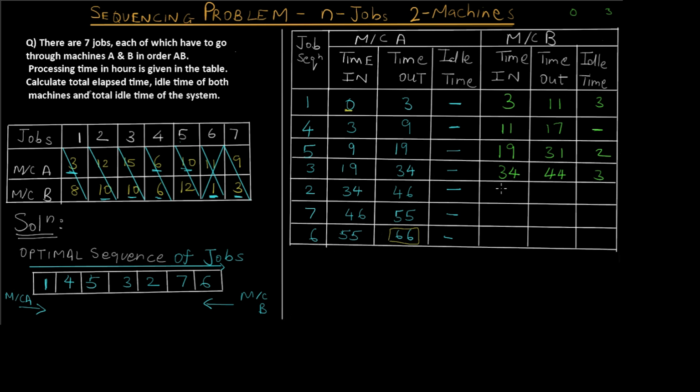So time in would be 46 and not 44 because it has to wait for 2 hours, that is machine B has to wait for 2 hours more even after 44 because it was being processed by machine A. So I'll write idle time 2. The number of time it has to wait is the idle time of machine B. So starting from 46th hour, we have to see job number 2 on machine B, which again takes 10 hours. So 46 plus 10 will give us 56.